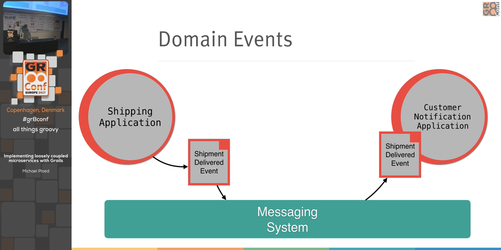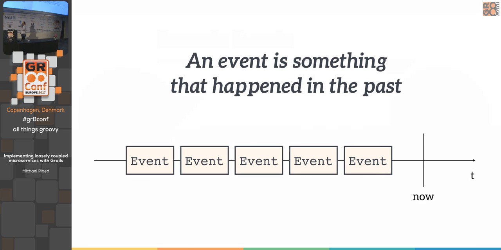Now, basically, the general idea is that we have, let's say, a shipping application and a customer notification application. And the shipping application realizes, hey, a shipment has been delivered. So it fires off a shipment delivered event and puts it on a messaging system, and the customer notification application is registered to a topic on the messaging system, receives that event, and does something with this event.